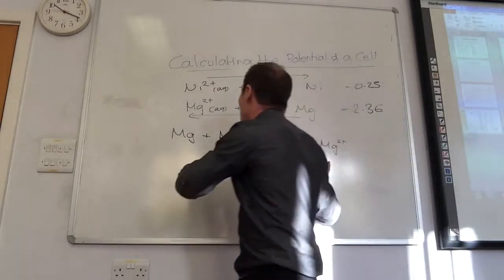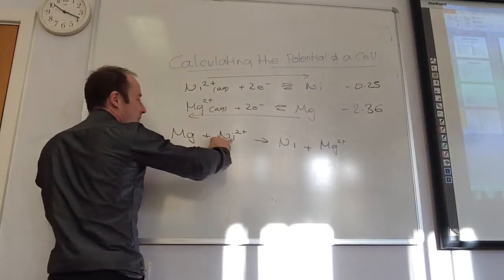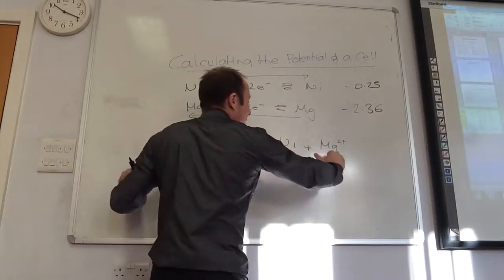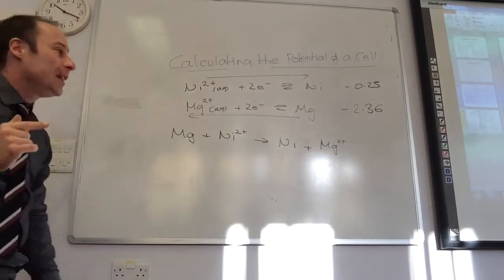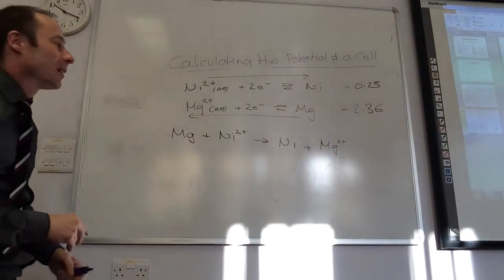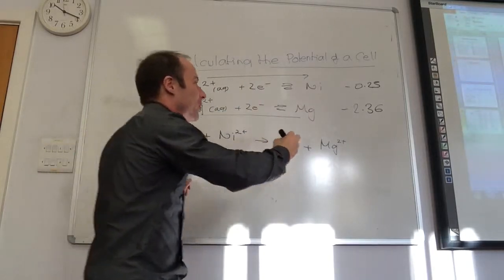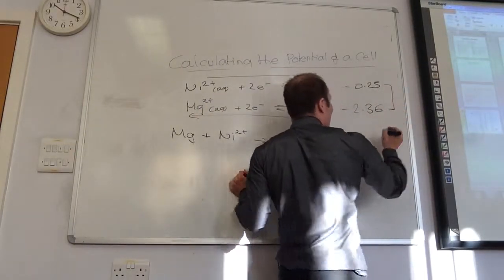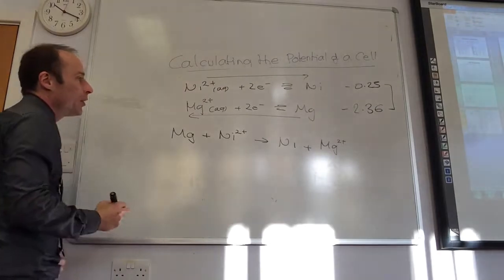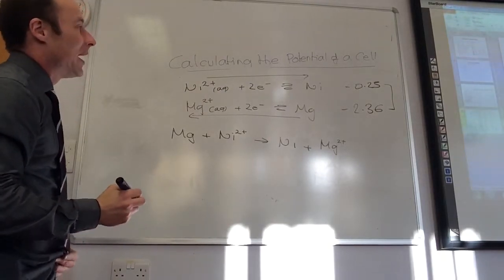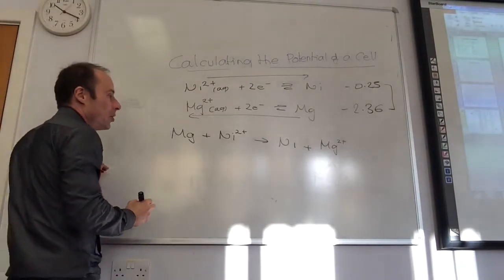So, what reaction will take place? Magnesium will react with nickel 2+, give me nickel and magnesium. What would be the voltage on my voltmeter? So I need to know the difference between those two. So it's minus 2.36 volts and minus 0.25 volts.